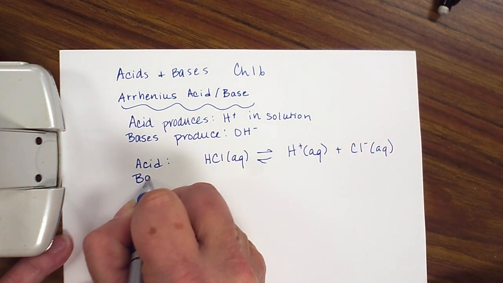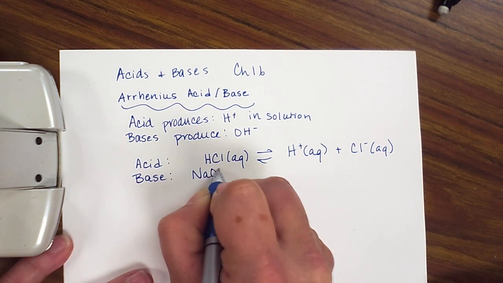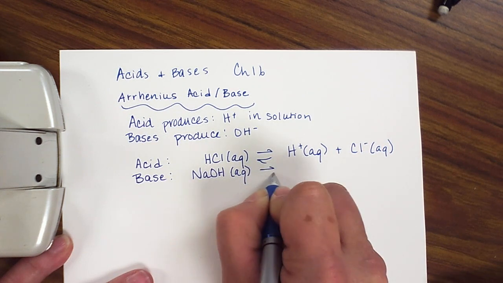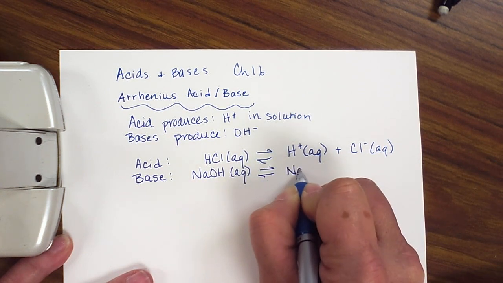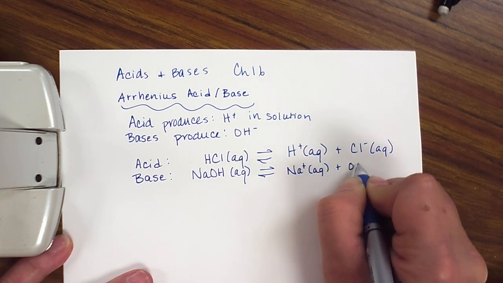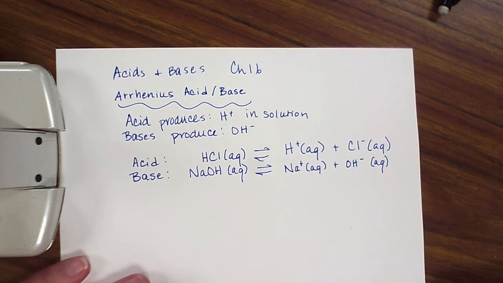So let's look for a base. Sodium hydroxide, and you can already see how this is going to work. We get sodium plus the hydroxide, and there it is. So this is now an Arrhenius base.